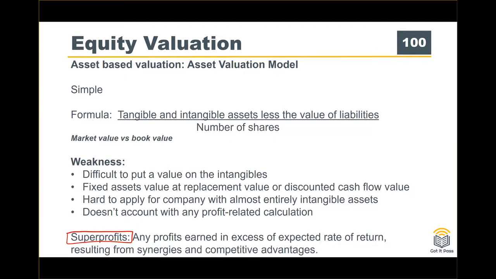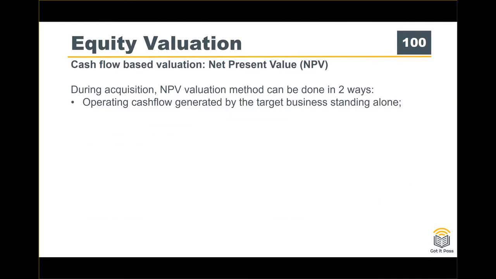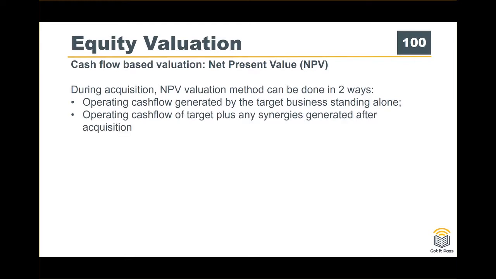So the second valuation model we talked about is income-based valuation, and then asset-based valuation. Next is cash flow-based valuation. We all learned about the NPV, the net present value. During an acquisition, the NPV valuation method can be done in two ways. First, you can use, for example, the operating cash flow generated by the target business standalone to estimate the value. Next, you apply the operating cash flow of the target plus any synergies generated after acquisition.